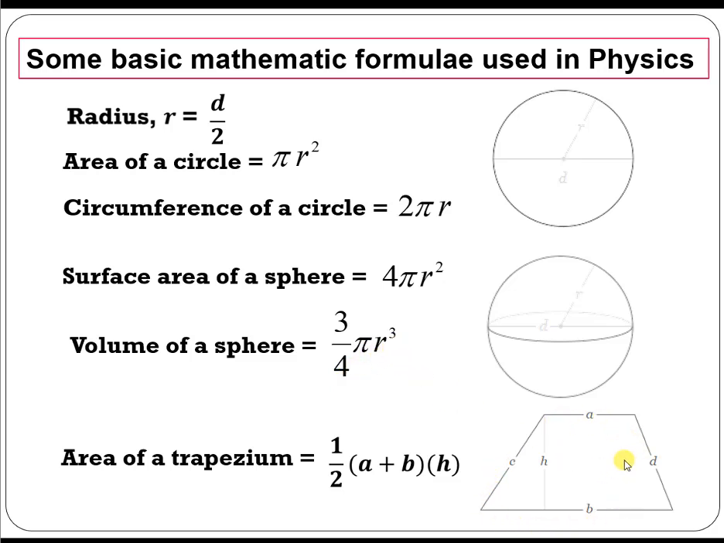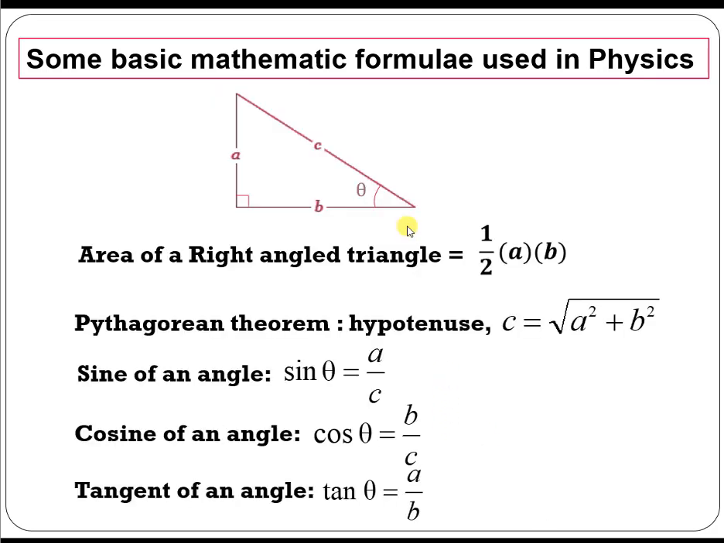And if you are given a trapezium, how are we going to calculate the area of a trapezium? It will be half multiplied by the two parallel bases A plus B multiplied with the height of the trapezium H. Since when I give you a right angle triangle, the area of the right angle triangle will be given by half A multiplied by B. Then we can calculate the hypotenuse using the Pythagoras theorem, where the hypotenuse C will be the opposite side A squared plus the adjacent side B squared, and then square root.